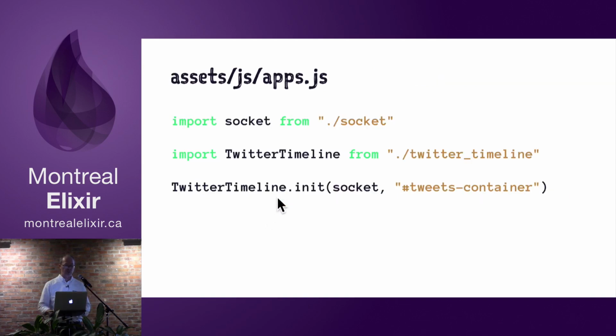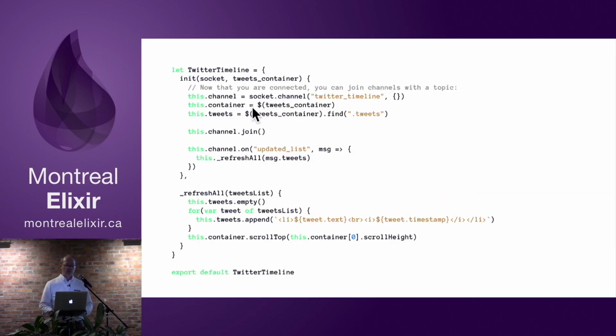Nothing really fancy. In the app.js, we're going to write our own small Twitter timeline JavaScript module, object, I should say. And we're going to initialize it with the socket. This is all provided, by the way, by Phoenix, the socket library here. So we just import the socket and pass it to the initialization of our object, along with the container in the HTML code. And this is pretty simple.